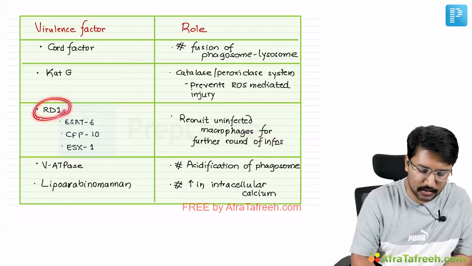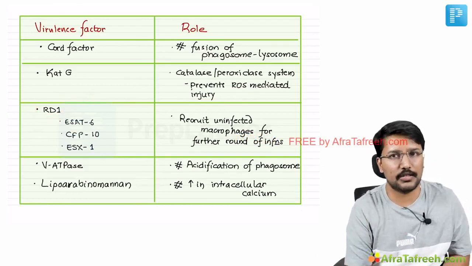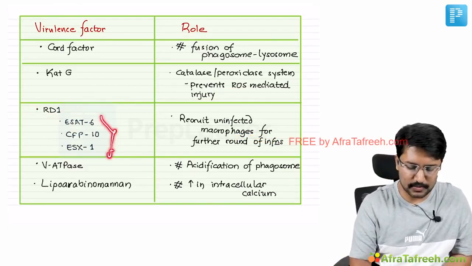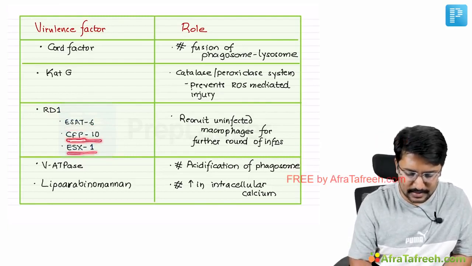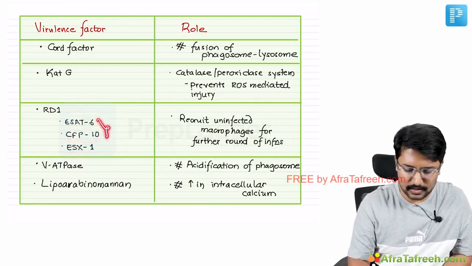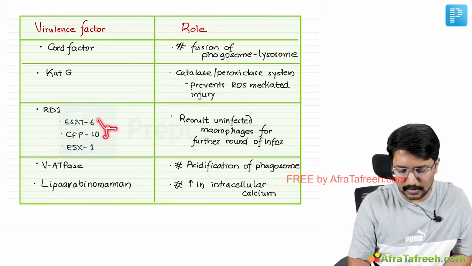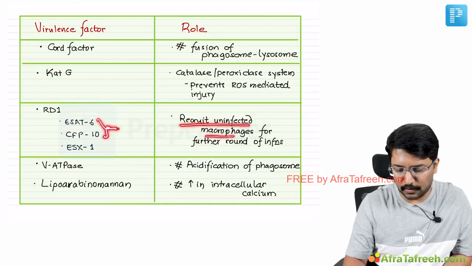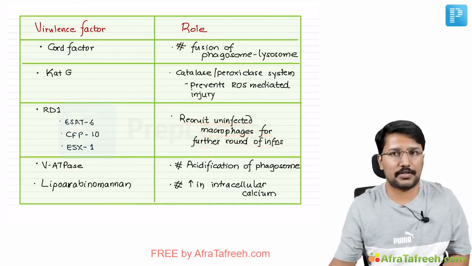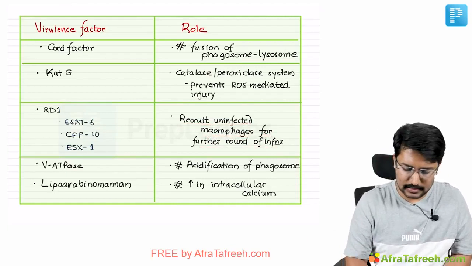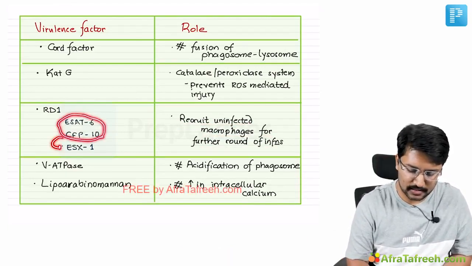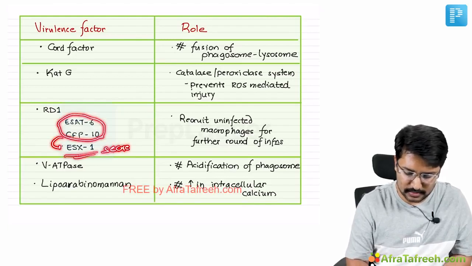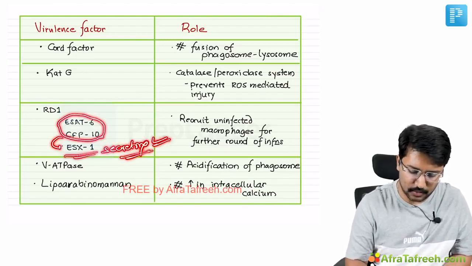Third, and particularly according to me, the most important virulence factor is this RD1 locus on the bacterial genome, which codes for three important substances, right? Early secretory antigen 6, then your CFP10 and ESX1. This ESAT6 and CFP10 complex is involved in recruitment of uninfected macrophages for a further round of infection. And this recruitment is facilitated by expulsion of these molecules by this secretory system called ESX1. This is the secretory system that is involved in expulsion.